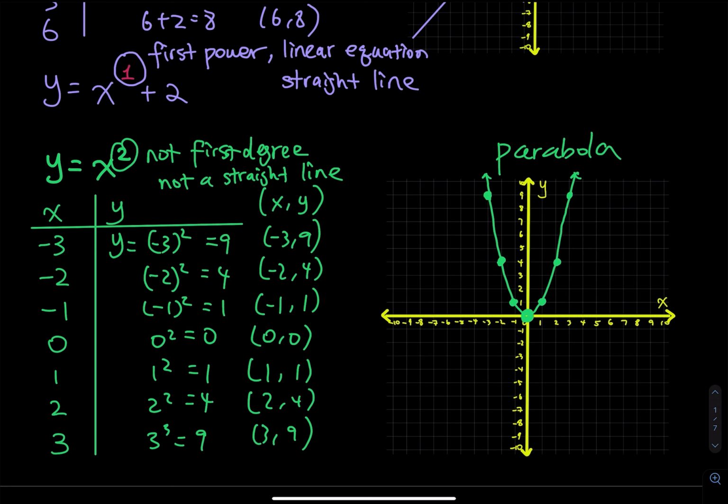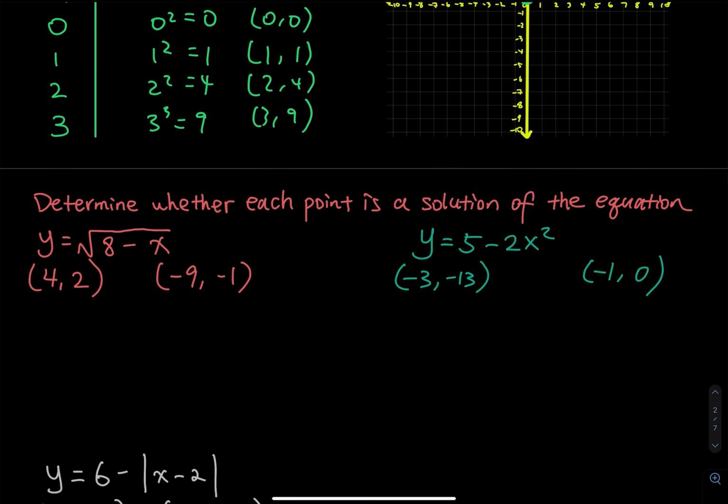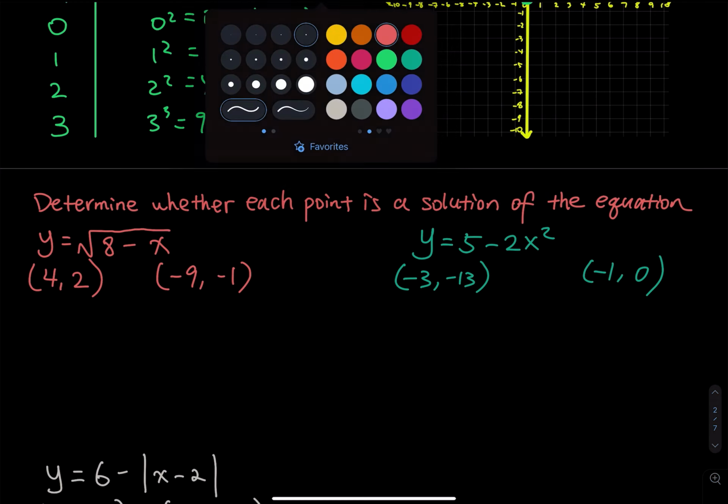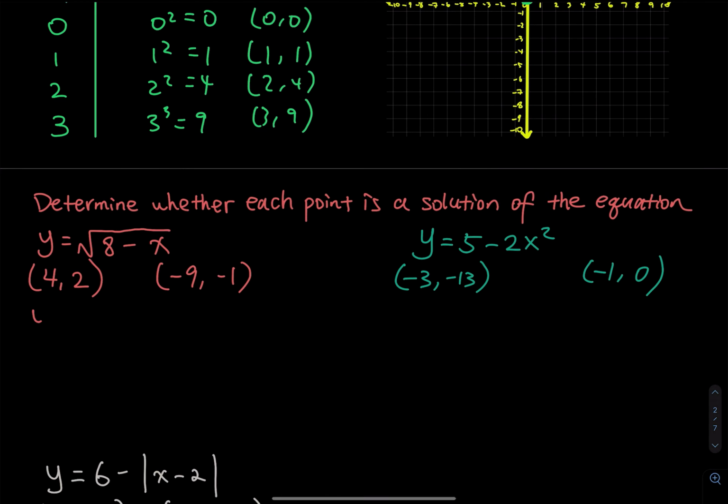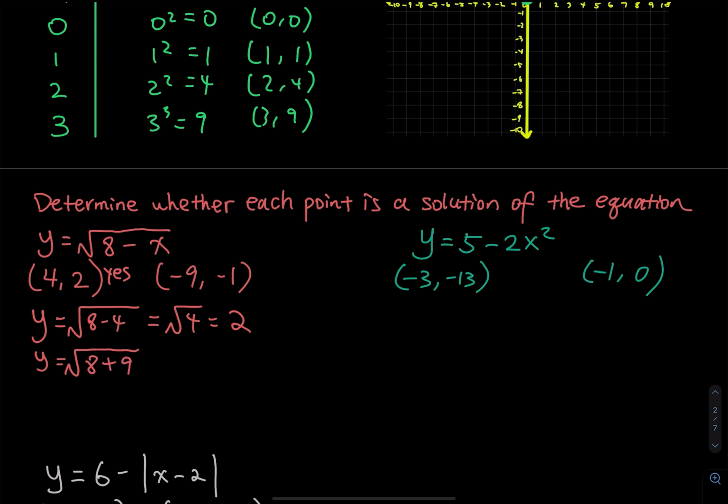All right, so let's do a few exercises. What I want to do is take an equation and determine which point is a solution of the equation. So let's do it quickly. So this one we have y equals the square root of 8 minus x, right? So when x is equal to 4, we have 8 minus 4. That is the square root of 4, which is equal to 2. So this one is a yes. When x is equal to -9, we have 8 plus 9, right? So this is the square root of 17. That is not equal to -1, so therefore this is a no. So that's how we verify.